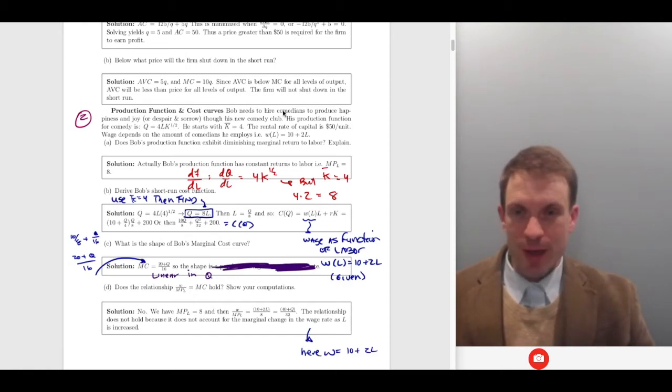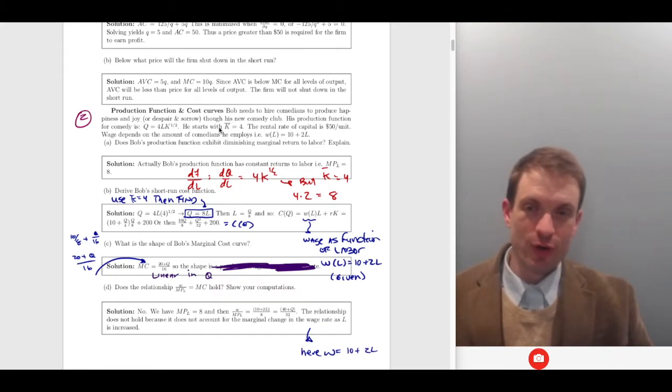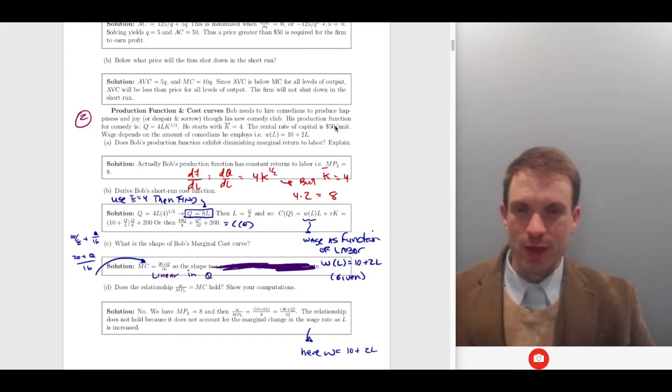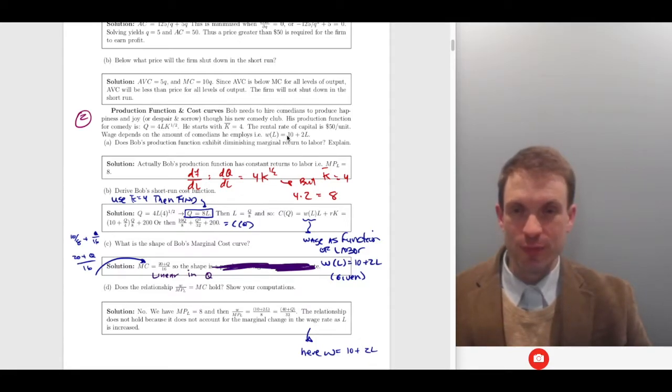So Bob needs to hire comedians to produce happiness and joy, or despair and sorrow, through his new comedy club. His production function for comedy is Q is equal to 4L square root of capital. He starts with capital fixed at 4. The rental rate of capital is $50 per unit. Wage depends on the amount of comedians employed. So wage is a function of labor, right? So L is like the amount of comedians hired. So that's going to be 10 plus 2L.